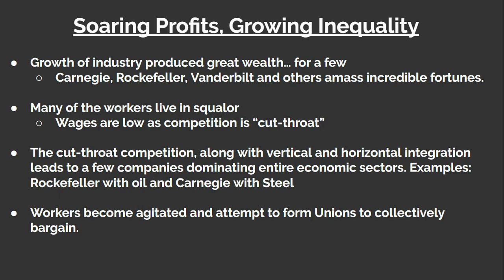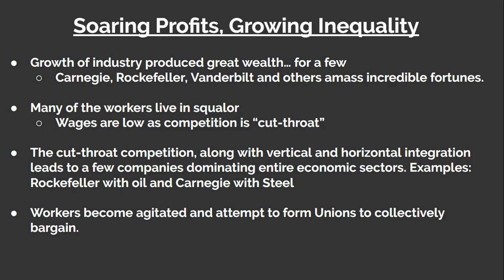Some great examples of the wealthy elite include Andrew Carnegie, John Rockefeller, and J. Vanderbilt. While a few amassed great fortunes, many of their workers lived in squalor. Wages were kept low as competition in the era is often described as cutthroat. John Rockefeller would go so far as to sell his products at a loss to undercut his competitors and drive them out of business. This cutthroat competition, along with vertical and horizontal integration, leads to a few companies dominating entire economic sectors. Some great examples are Rockefeller with Standard Oil and Carnegie with U.S. Steel.